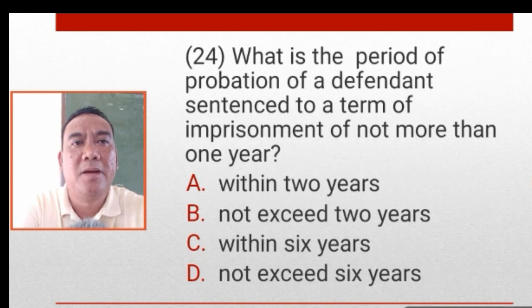24. What is the period of probation of a defendant sentenced to a term of imprisonment of more than 1 year? A, within 2 years. B, not exceeding 2 years. Letter C, within 6 years. Or letter D, not exceed 6 years.